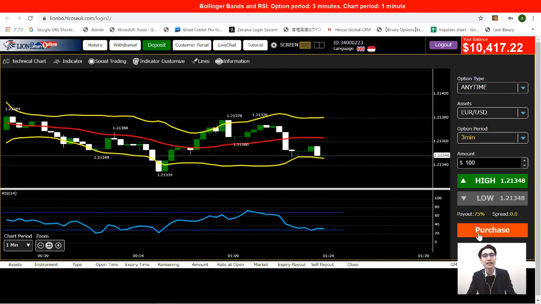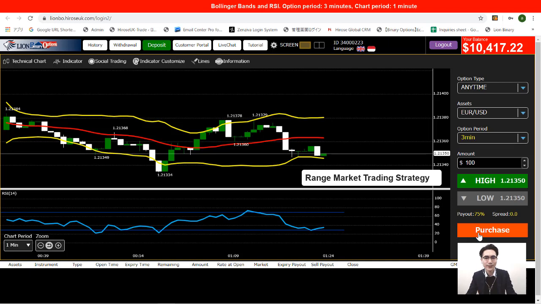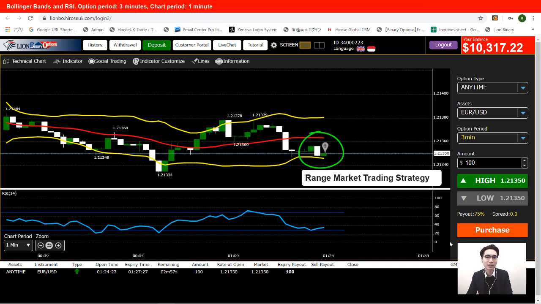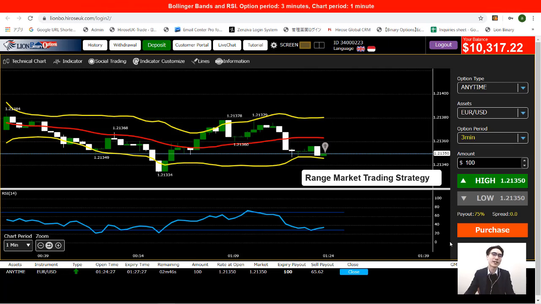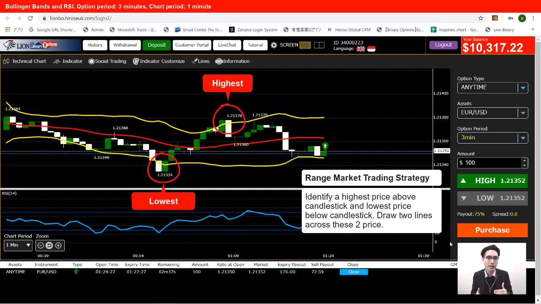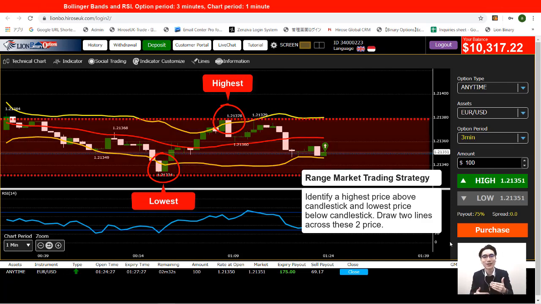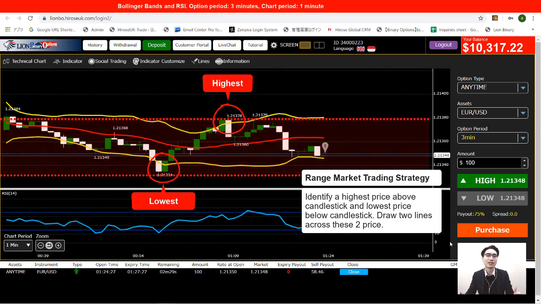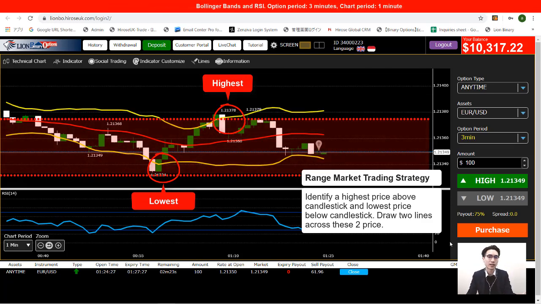This strategy is again a range market trading strategy. I place a trade here first, and then I will talk about how it works. Normally if you see me using Bollinger Bands, that means the strategy is going to be a range market trading strategy. First we identify a range market. I look at the highest price and the lowest price on the candlesticks, and I imagine there are 2 lines on top and below the candlesticks. If the price is moving within that range, then I know the price is in a range market.